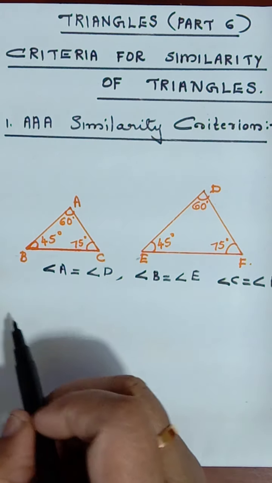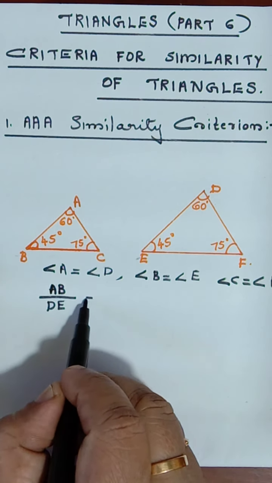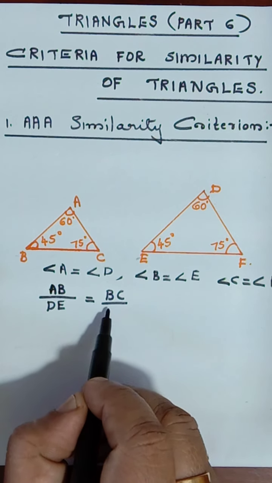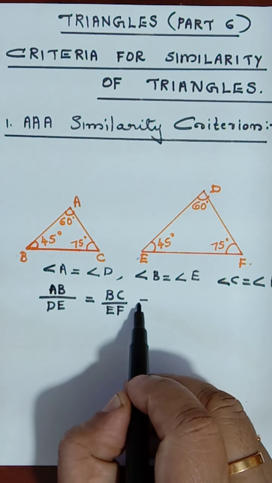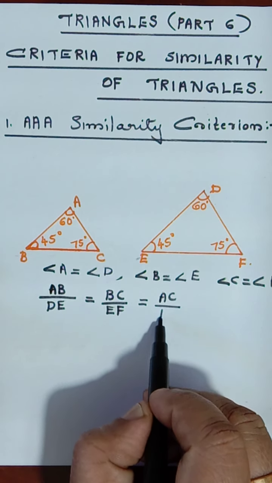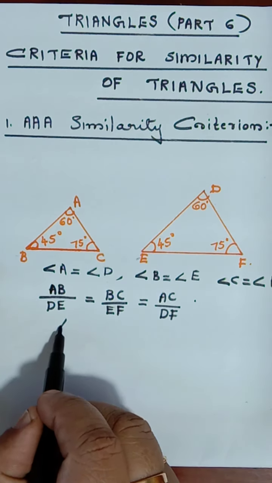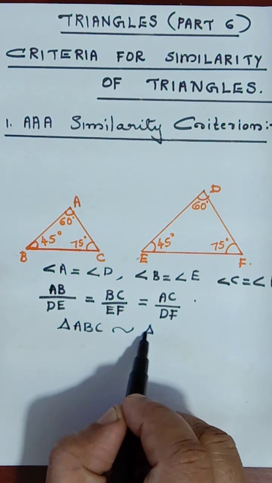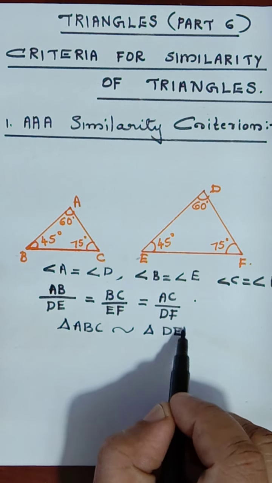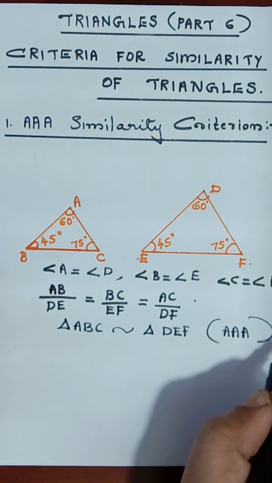In such a case, we can say that AB by DE will be equal to BC by EF. It should be corresponding side, and that will be equal to AC by DF. Okay. So therefore we say that these two triangles are similar. Triangle ABC similar to triangle DEF. The reason is AAA similarity criterion.